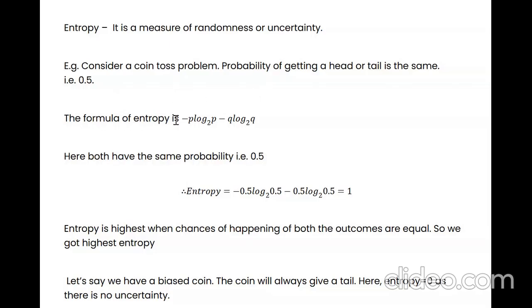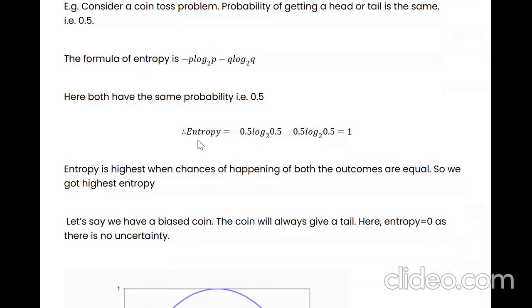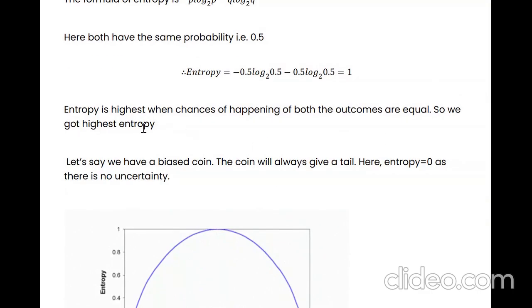So, the formula of entropy becomes minus p log of p to the base 2 minus q log of q to the base 2. So, here p and q, both the values are 0.5 because our coin is an unbiased coin. That means the probability of getting either a head or a tail is the same. Okay. Therefore, entropy is minus 0.5 log of 0.5 to the base 2 minus 0.5 log of 0.5 to the base 2. If you calculate this, you will get this as 1. Meaning, entropy is highest and chances of both the outcomes are equal. Okay. And therefore, in this example, we got highest entropy.